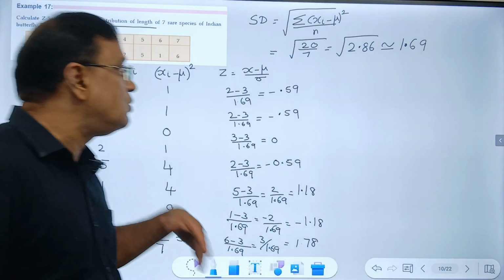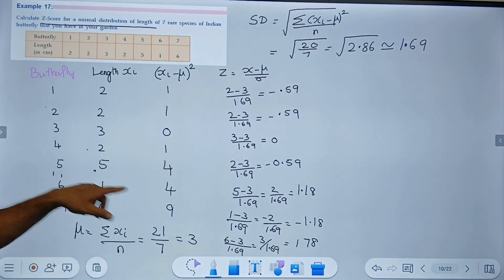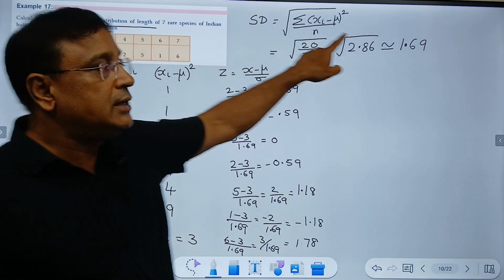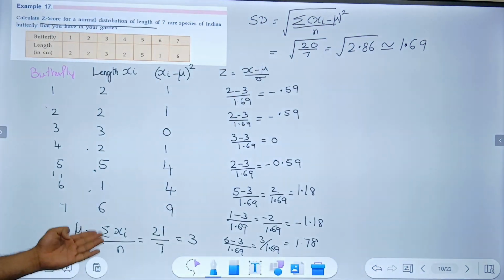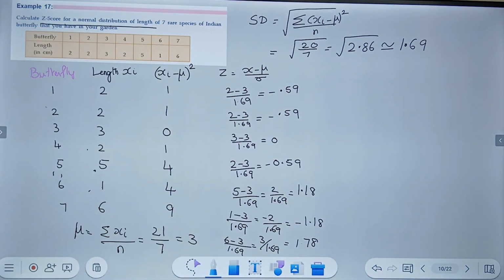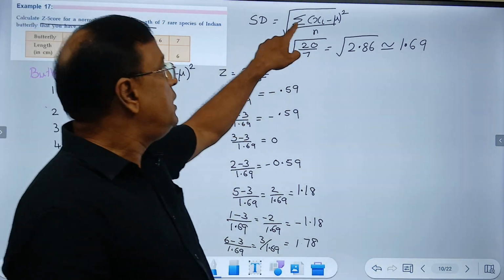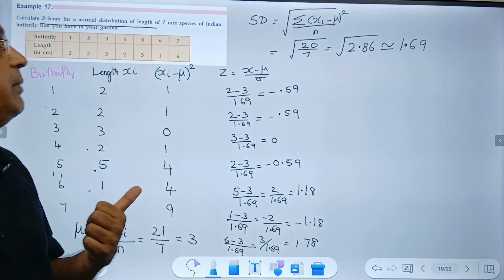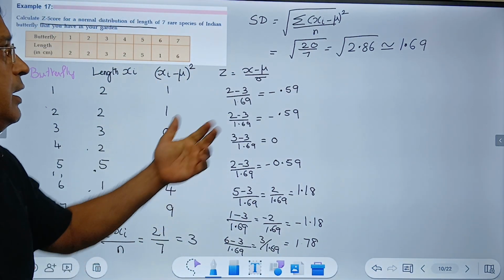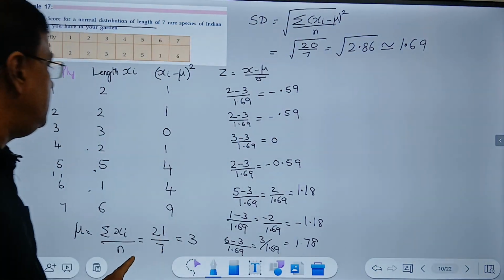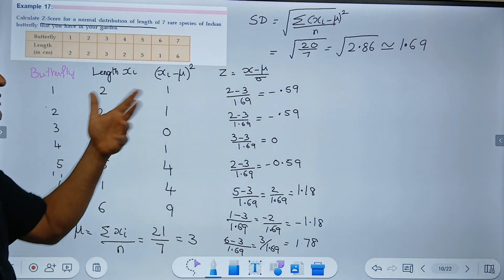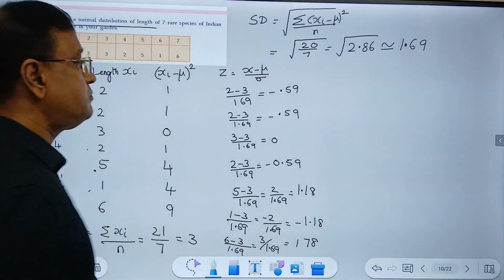To find the Z score, what did I find first? First I find the mean, then I find the standard deviation. How did I find the mean? I use the formula sigma xi by n. How did I find standard deviation? I use the formula sigma xi minus mu the whole square by n. I use this formula because my mean is an integer. Otherwise we would have used some other formula. I hope this is clear to you.